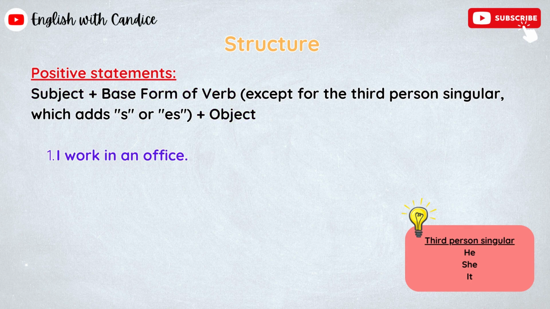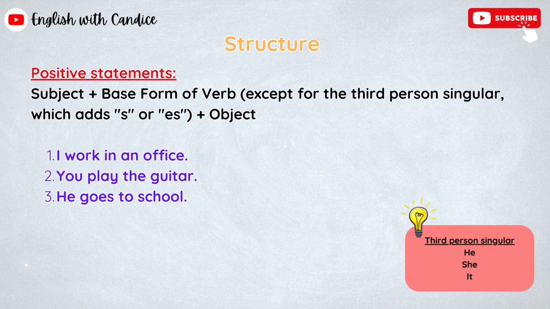I work in an office. I is our subject, work is our verb, and then office is our object. Let's look at another example. You play the guitar. Note our sentence structure. You is our subject, play is our verb, and guitar is our object. He goes to school. He is our subject, goes is our verb, and school is the object.